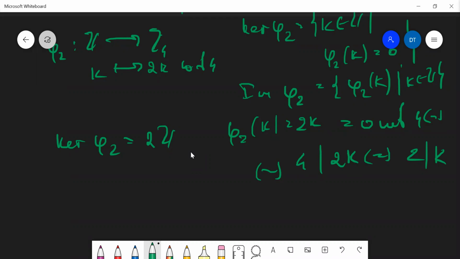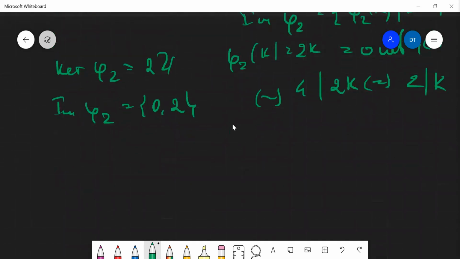So the kernel consists of all even numbers. But what is the image? 0 and 2. Yep, 0 and 2. So this map is neither injective nor surjective. So the image consists of 2 elements, it's less than 4, and it has a kernel. Well, it obviously must have a kernel because Z is infinite and Z4 is finite, so there is no injective map from an infinite set to a finite set. So it must have a kernel, but the image is not the whole set.